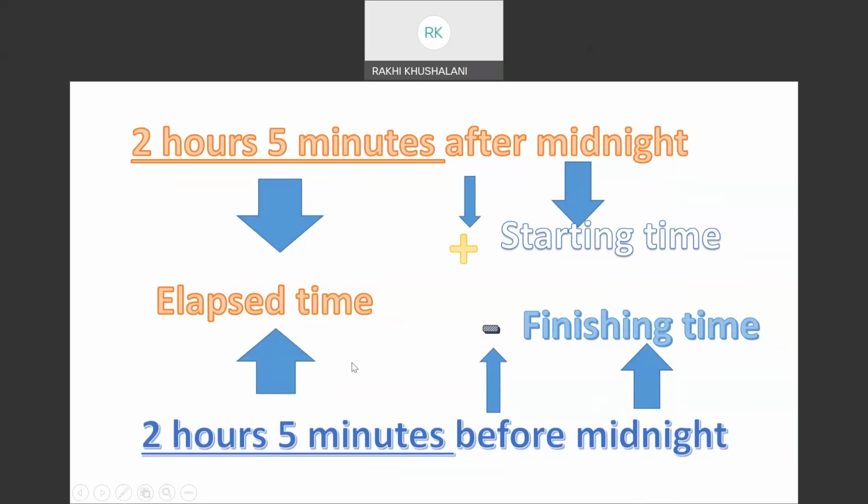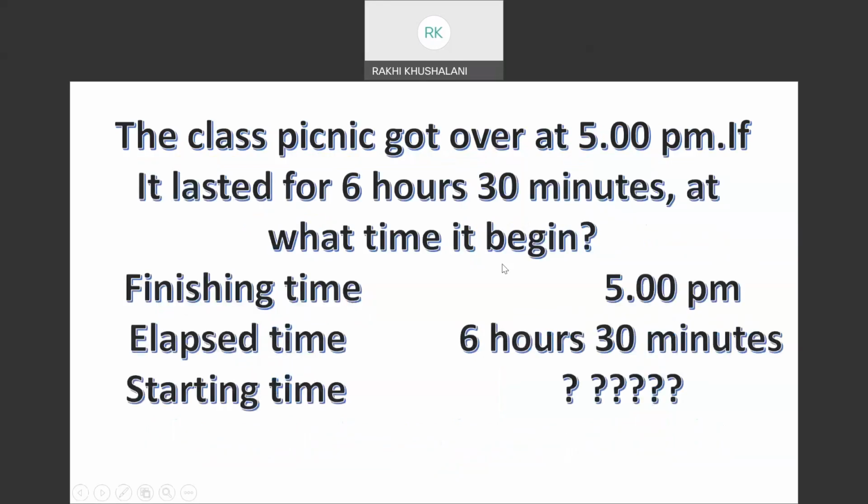Children, please note 2 hours and 5 minutes. The duration that you have to either add or subtract is called the elapsed time. Depending on the term, after or before, you have to do the addition or the subtraction. Midnight is the starting time, and in this particular case, it's the finishing time. Let's look at the example.